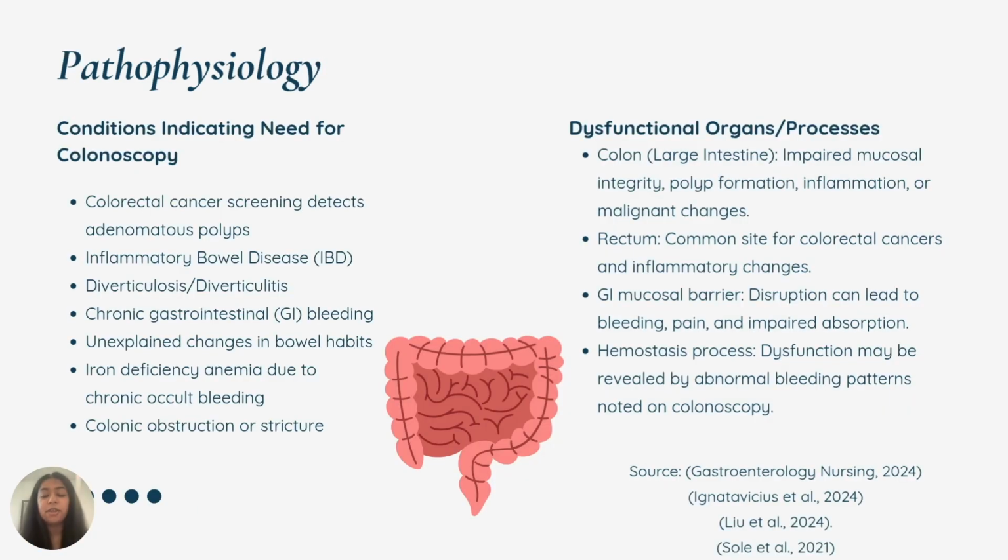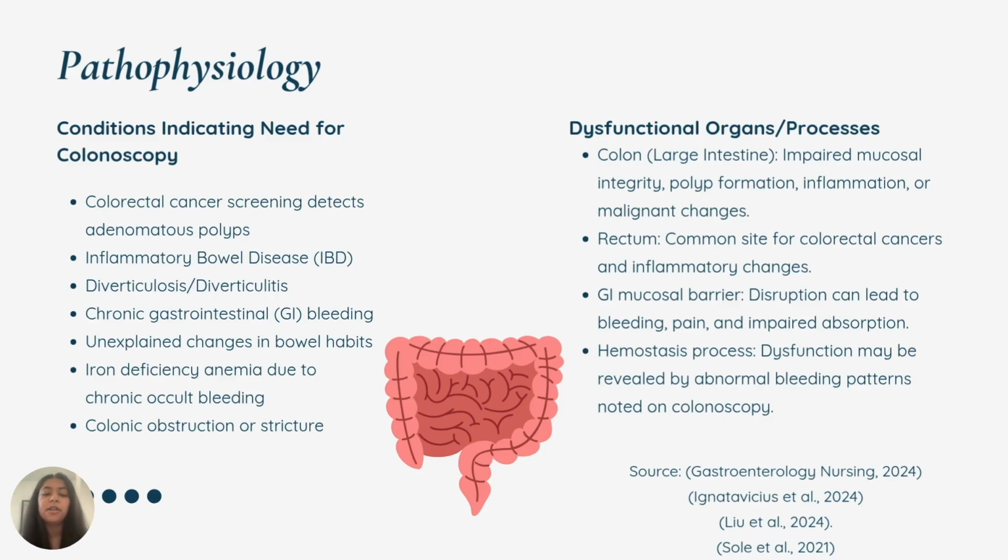In terms of pathophysiology, since we're talking about colonoscopy, I'll be going over conditions that indicate the need for one. Colonoscopies play a key role in identifying various GI conditions. It can be used to detect adenomatous polyps, which are precursors to colorectal cancer. It is also essential in diagnosing IBD, diverticulitis, diverticulosis, and when patients have chronic GI bleeding, iron deficiency anemia, or unexplained changes in their bowel habits. A colonoscopy can help provide clarity on any underlying conditions that may be at play, and it is often related to mucosal damage, strictures, or tumors.